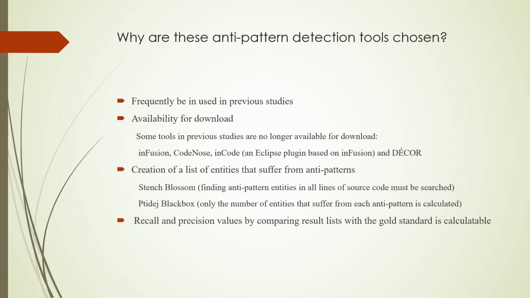Some tools, such as Stench Blossom, mark lines of source code for anti-pattern detection, and we must search all lines to find the anti-pattern. Tools like this only create a number of entities that suffer from each anti-pattern. And the final reason is that we can compare the results of these tools with the gold standard.